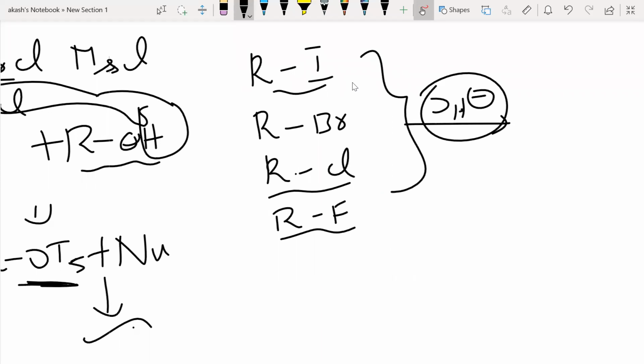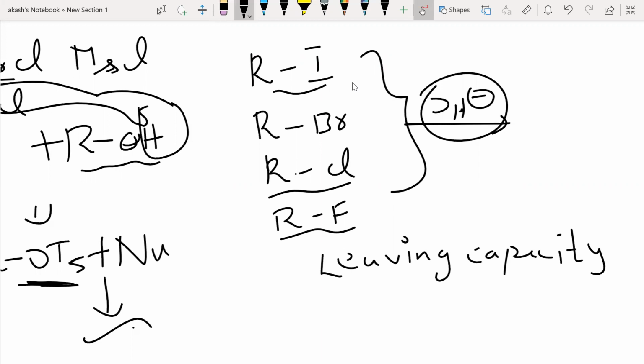Now, how do you go about it? Other than the nucleophilicity, you have one more criterion for deciding the nucleophilic substitution reaction. That is the leaving capacity of the leaving group. Obviously the leaving groups are I minus, Br minus, Cl minus, and F minus. In this case, the nucleophile is OH minus, right?